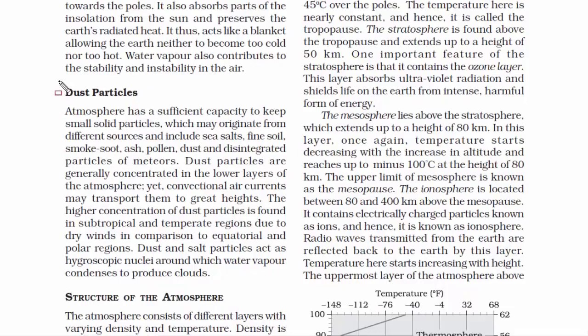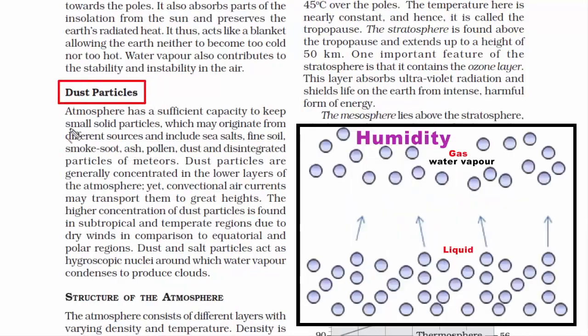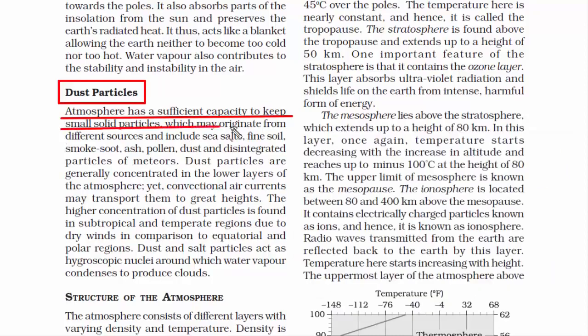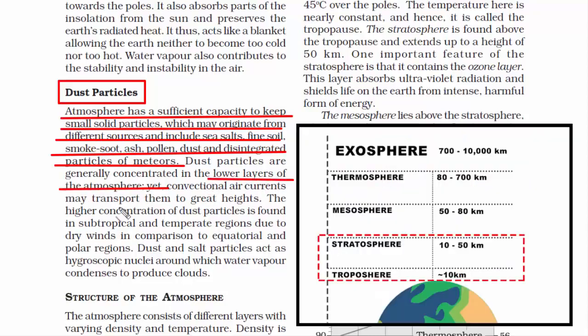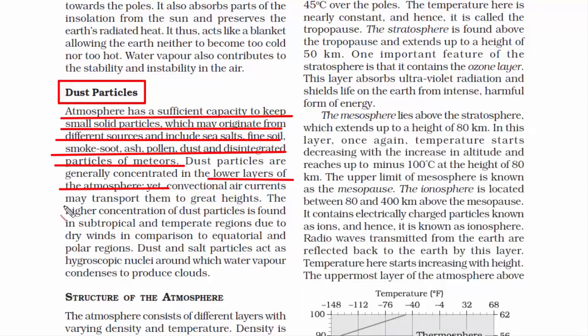Now let's talk about dust particles. So far we saw that there is tons of water vapor in the atmosphere. But I want you to know that atmosphere has a sufficient capacity to keep small solid particles. Now what are these particles? These are dust particles that originate from sea salts, fine soil, smoke from incomplete burning, ash, pollen, dust and disintegrated particles of meteors. Since dust particles are fairly heavier than water vapor, therefore they are generally found in the lower layer of the atmosphere, which are troposphere and stratosphere. Now it is the air movement that takes these dust particles to a greater height and a longer distance.